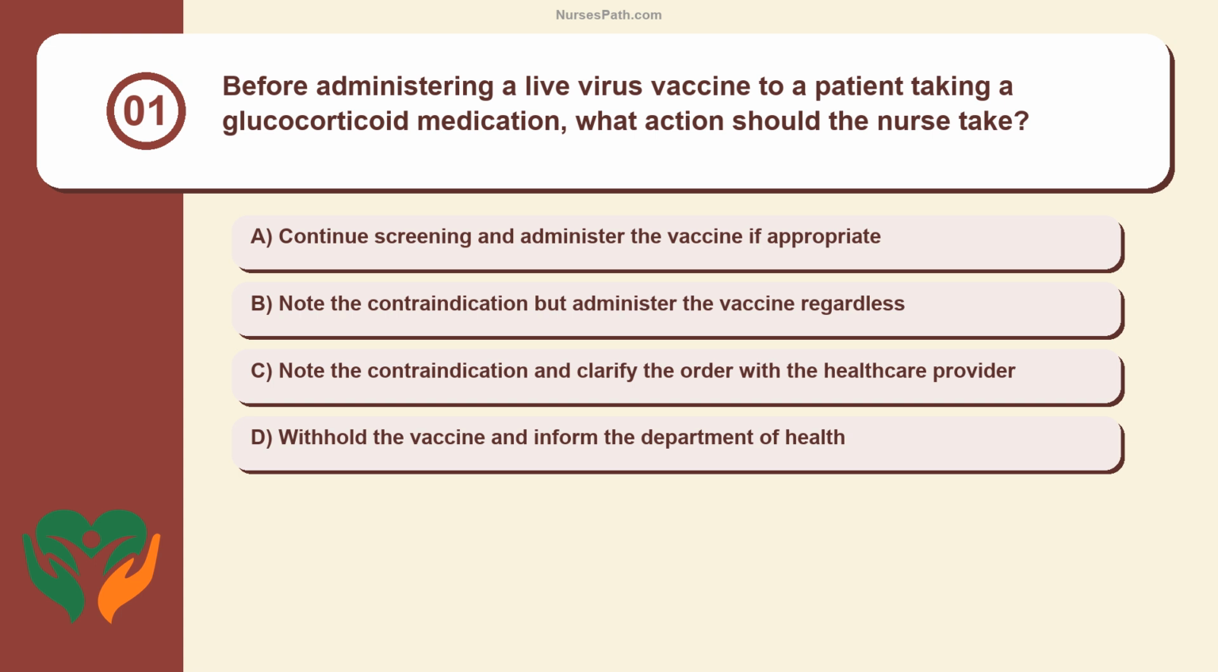B. Note the contraindication, but administer the vaccine regardless. C. Note the contraindication and clarify the order with the healthcare provider. D. Withhold the vaccine and inform the Department of Health.